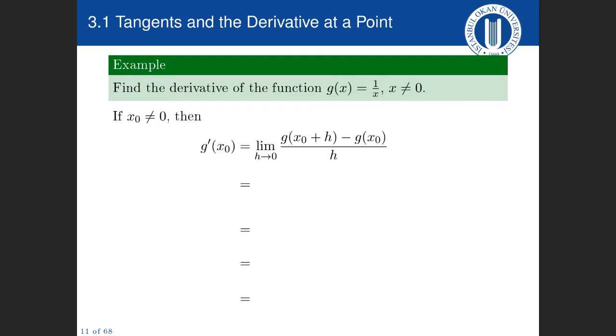So we have our formula from the definition. We want to calculate g prime at x0, and the definition is that this is the limit as h tends to 0 of g of x0 plus h minus g of x0 divided by h. It's the limit of the slopes of the orange lines. Now it's just a case of putting the formula in, manipulating it, and then getting our answer out.